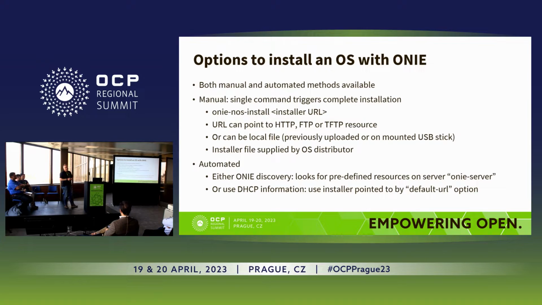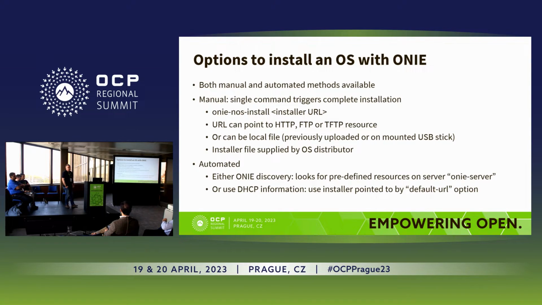This command takes as an argument a URL to your installer file. This can be an HTTP resource, FTP, or TFTP, or it can also point to a local file if you have uploaded it to the switch previously. It can also be a file on a mounted USB stick. This installer file you will receive from the provider of the operating system. So in the SONIC case, we can provide it to you. There might also be other options if you want to try another open networking operating system. You can start your installation manually, but the actual installation will be automatic.